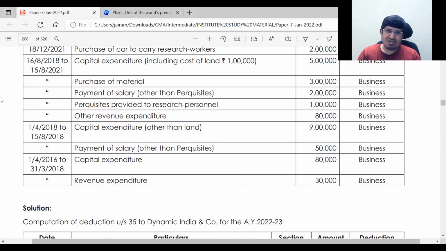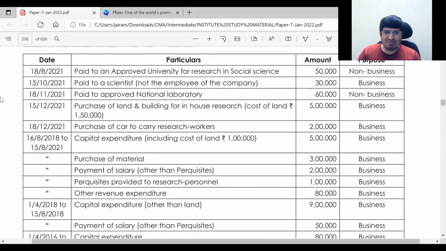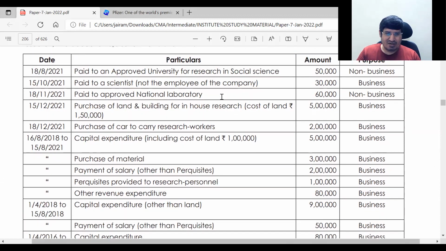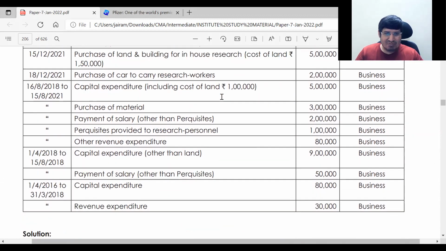ठीक है, then चलो इतना हो गया हमारा प्रॉब्लम. 16/8/2021 was the commencement. ठीक है, अब ये डेट हमको दिया है. If you see this next one, here this was 16/8/2018 to 15/8/2021. This was exactly 3 years before, right?